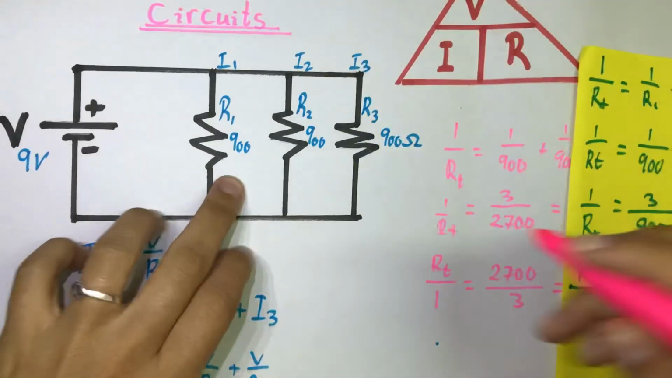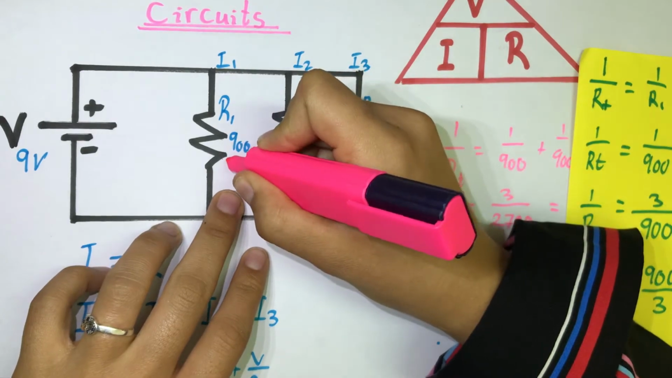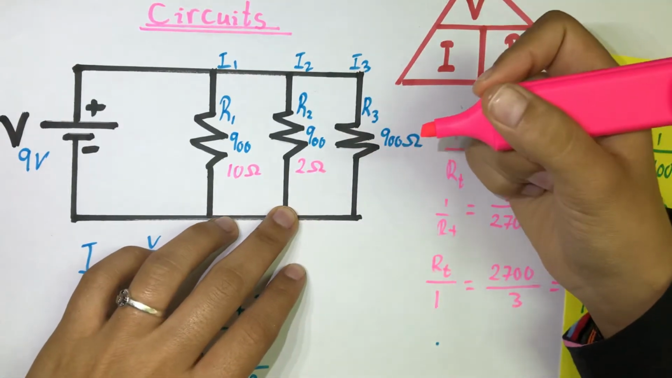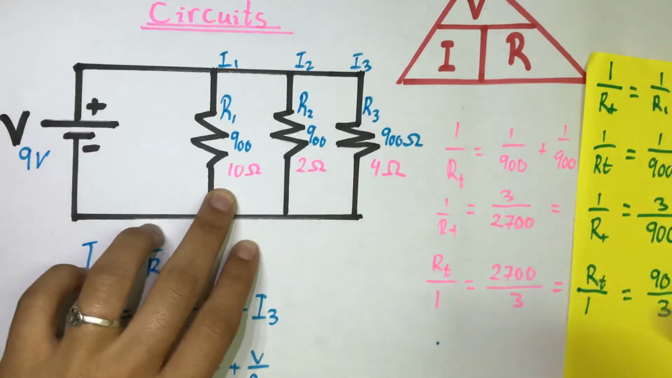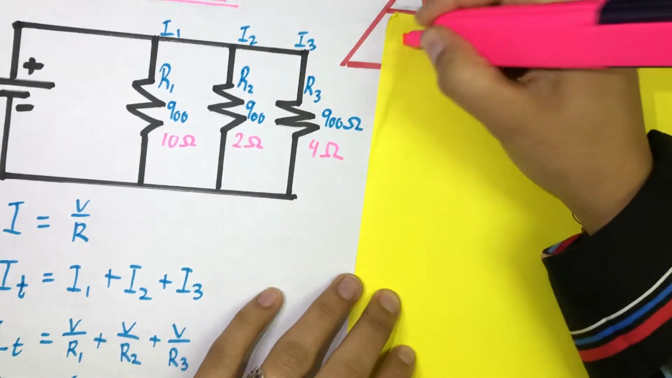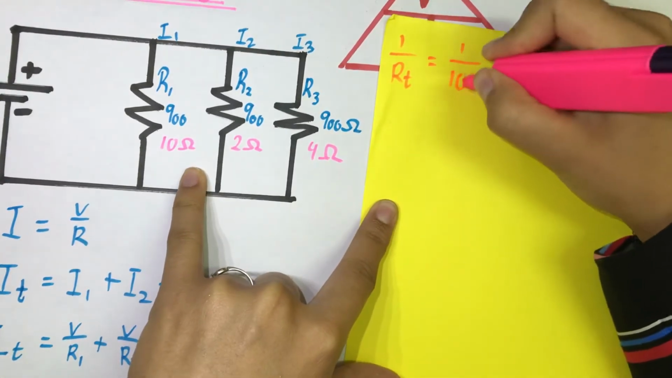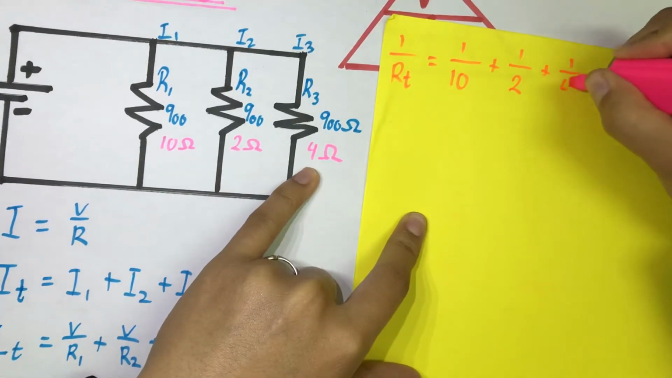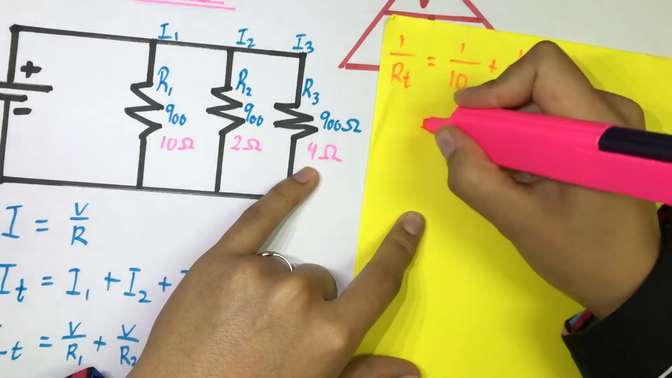So for this case, let's take this one to have a resistance of 10 ohms, 2 ohms, and let's say 4 ohms. Okay, we have different resistances now. And I'm just going to go to the other side. So we'll do the same thing. 1 over R total is going to equal 1 over 10 ohms plus 1 over 2 ohms plus 1 over 4 ohms.